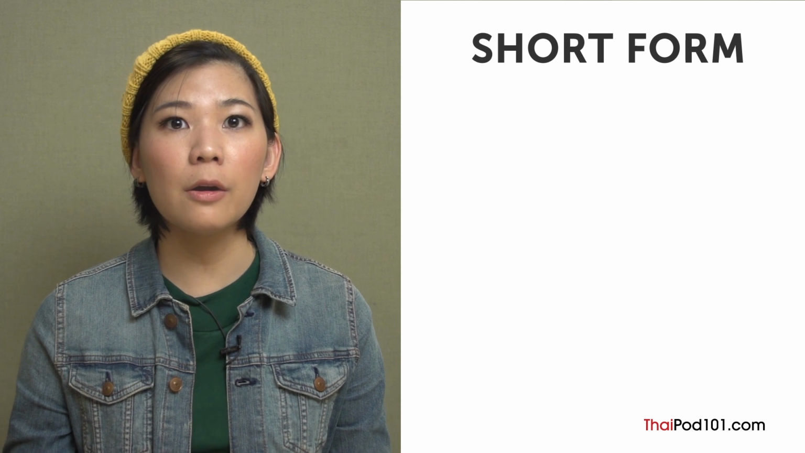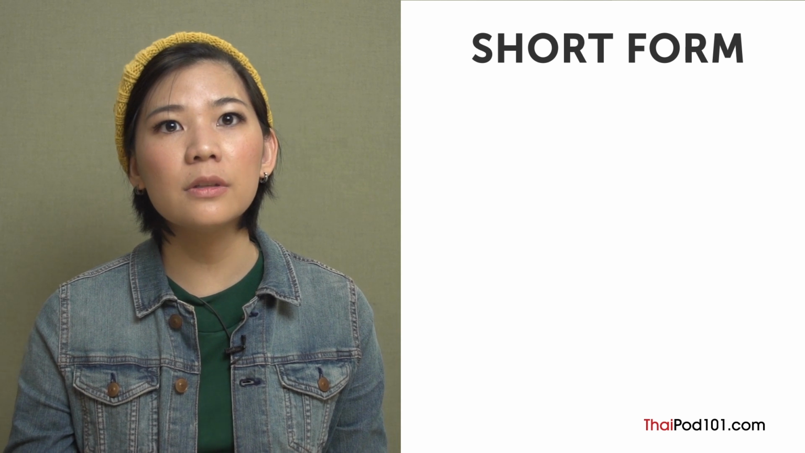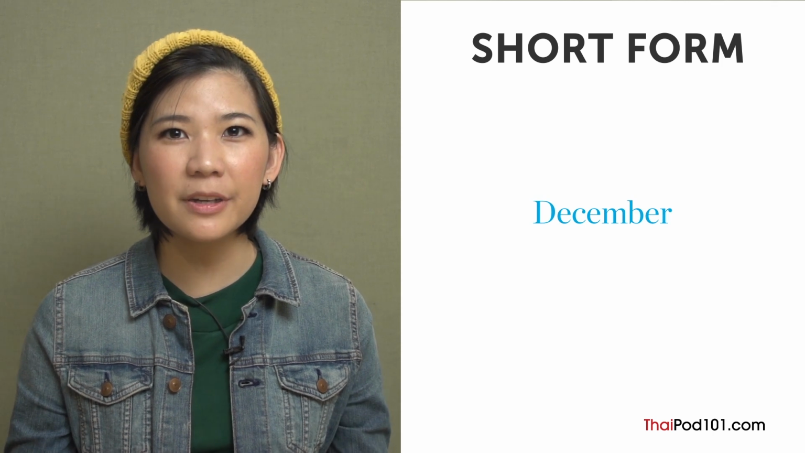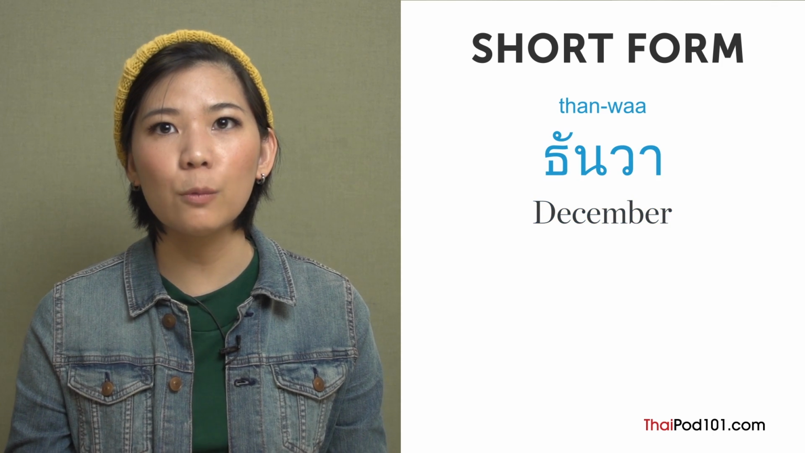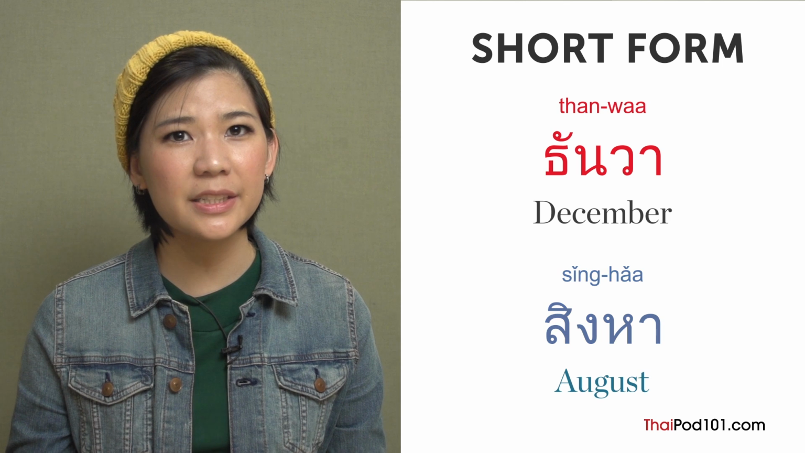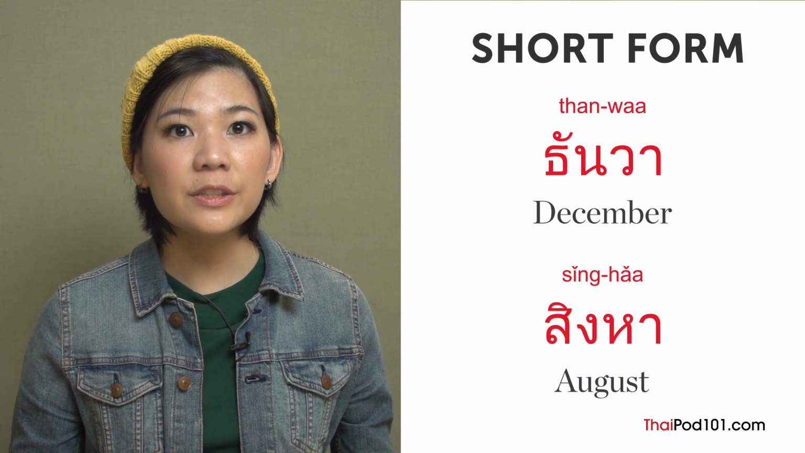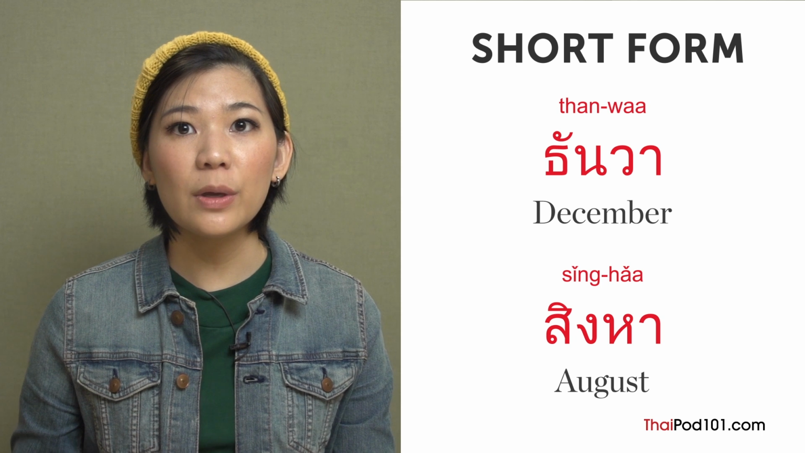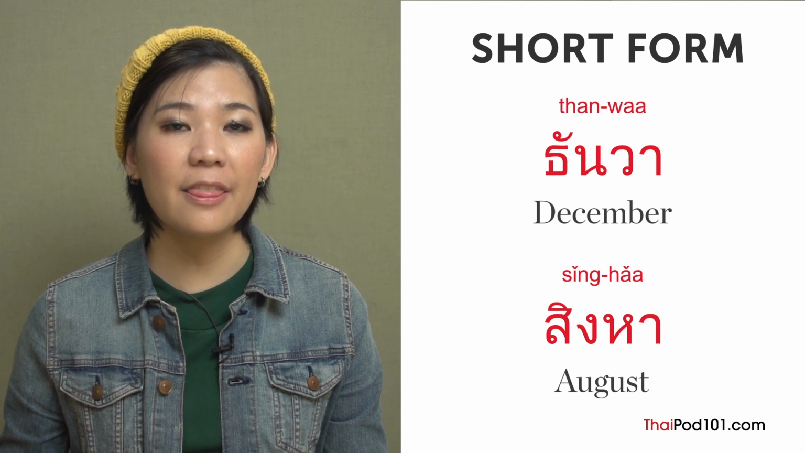In short form or informally, we can cut out ยน, คม, or พันธ์. For example, December can be said with just ธันวา. สิงหา means August. People will still know what you mean as the main purpose of these endings is to identify the number of days in that month. Pretty interesting, right?